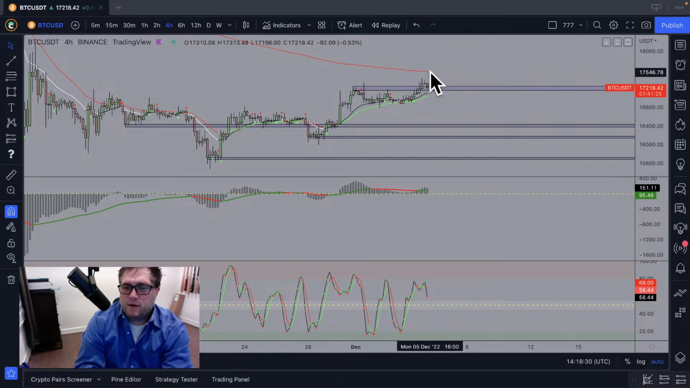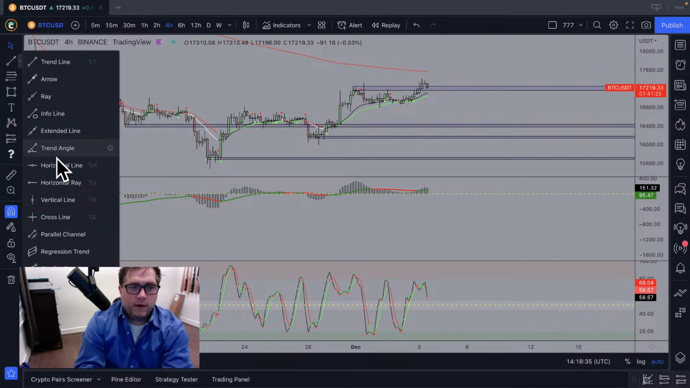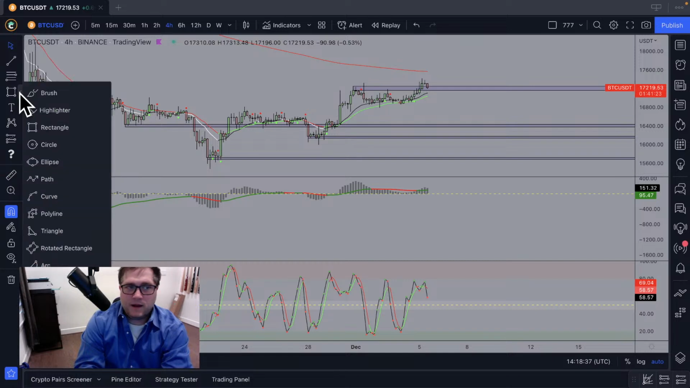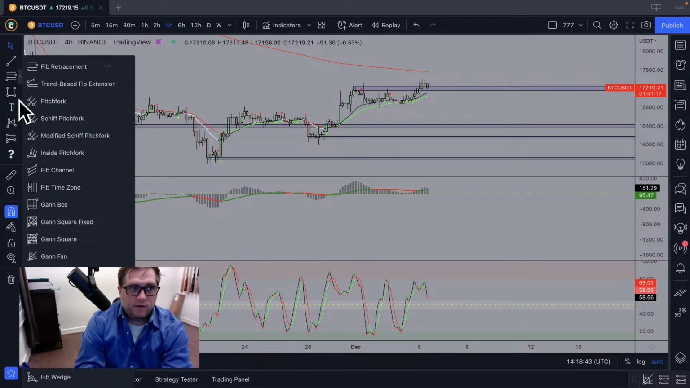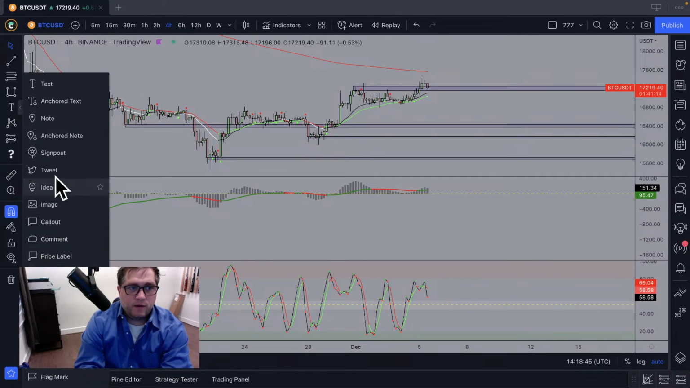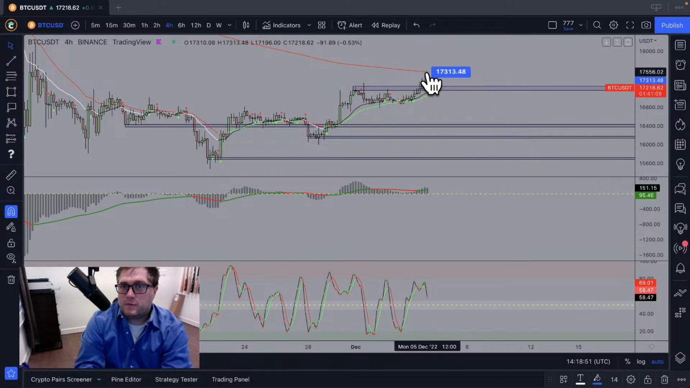If Bitcoin gets up here and touches the 233, 99% of the time I short it because it's far away from the moving averages, and it's really good to take that position because 99% of the time you're going to make money off of it.